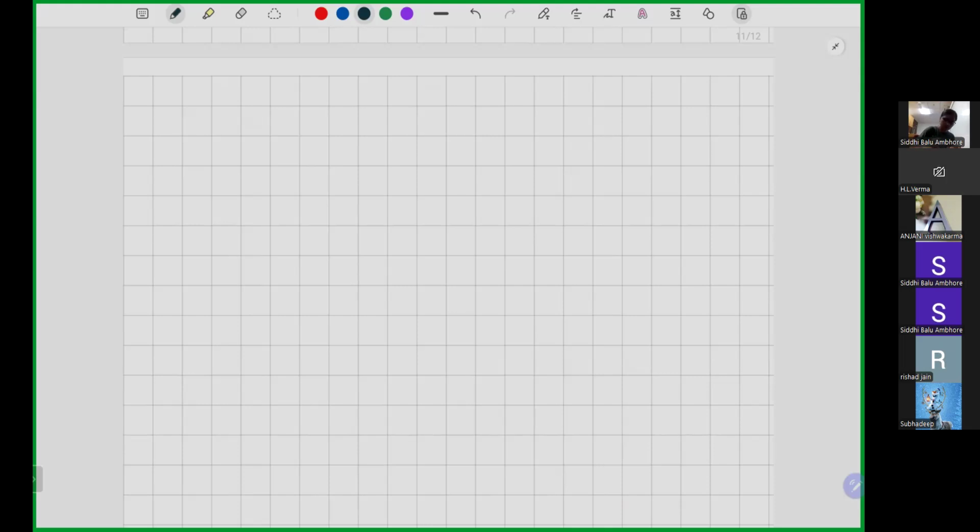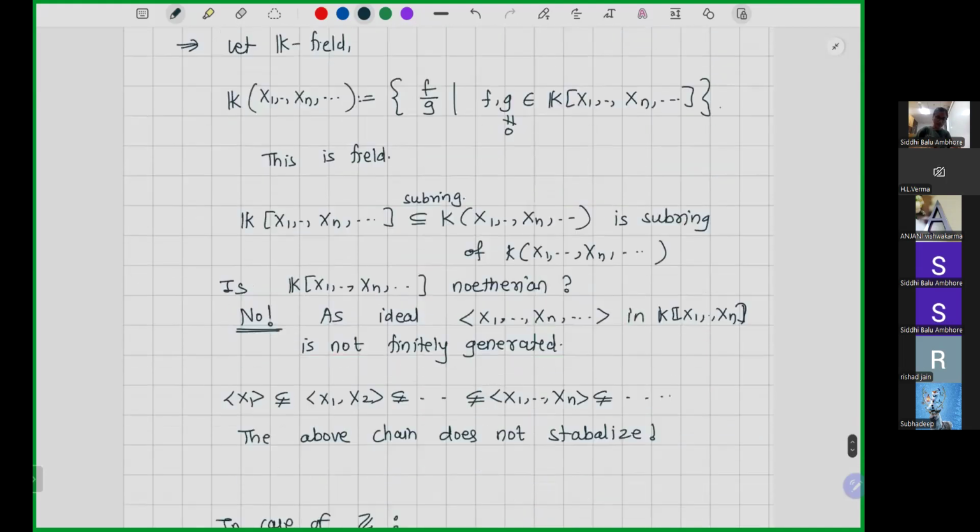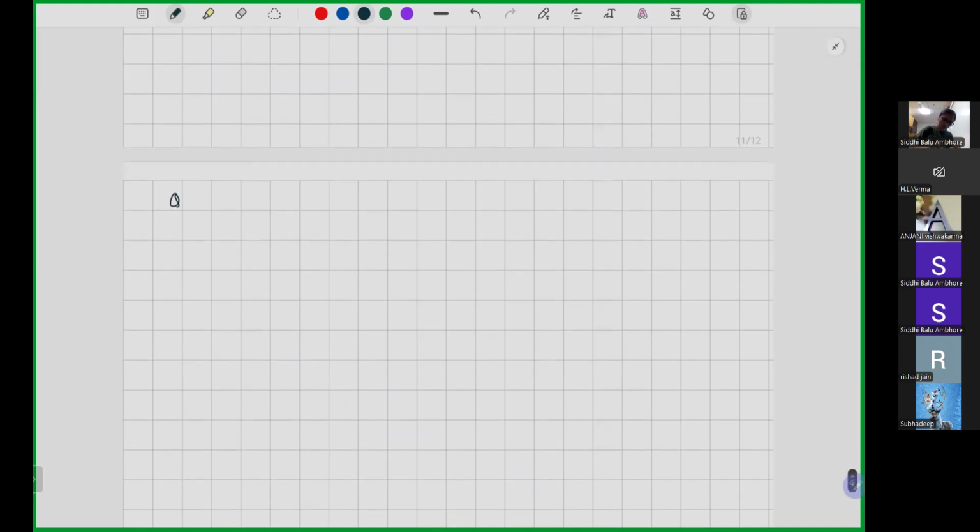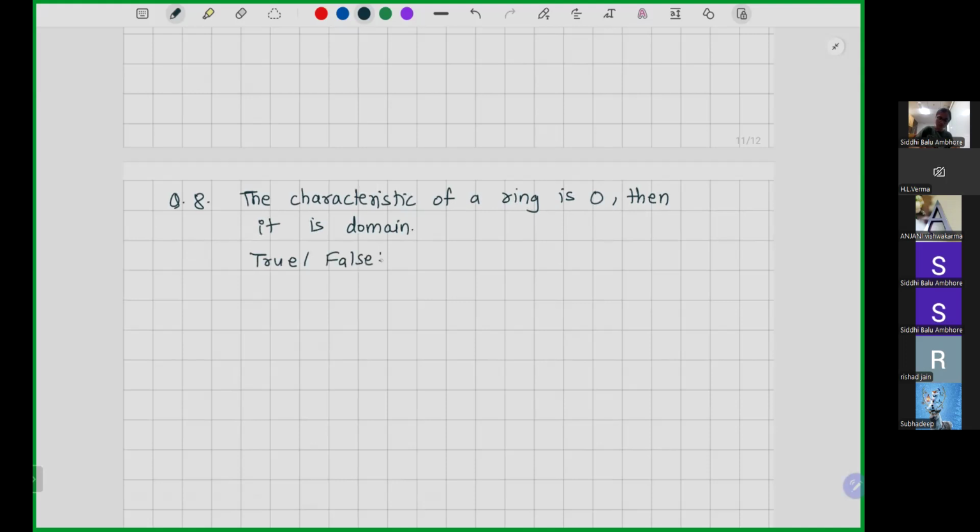Question, which question number? 8. Question 8: if the characteristic of a ring is 0, then it is a domain. Any guesses? So we have to check whether this statement is true or false. Any guesses for this?